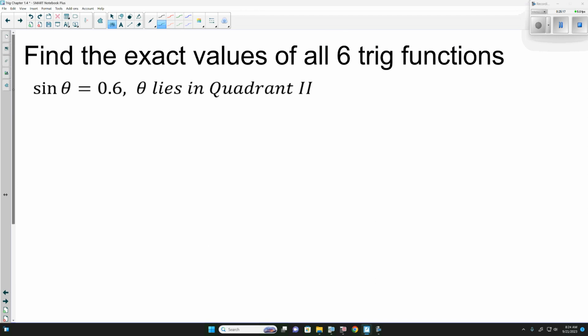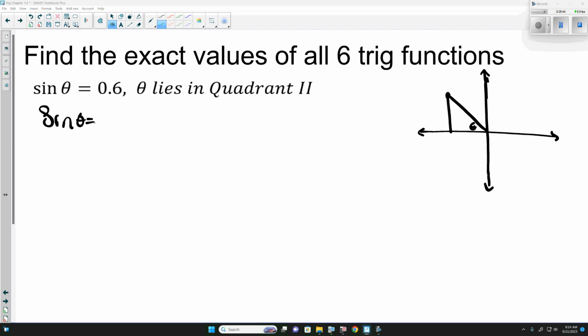Find the exact value of all 6 trig functions. Theta lies in quadrant 2. Okay, so we're over here. Theta, that's just our reference angle. Sine of theta equals 0.6.